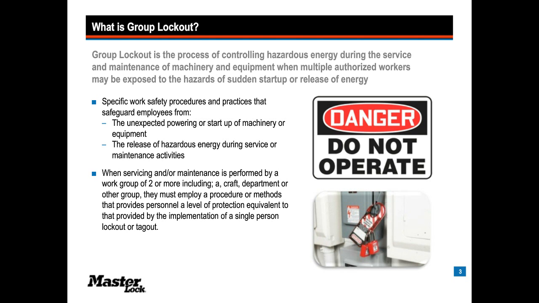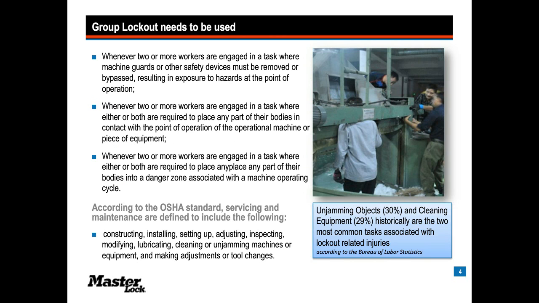Group lockout has some clear expectations, and that is anytime 2 or more workers are involved in a job where they're removing machine guards or defeating safety devices, and that as a result of the work behind those safeguard devices is exposing them to dangers at the point of operation where the action is taking place within the machinery. That also applies anytime workers are putting their bodies into the danger zone or movement path of equipment.